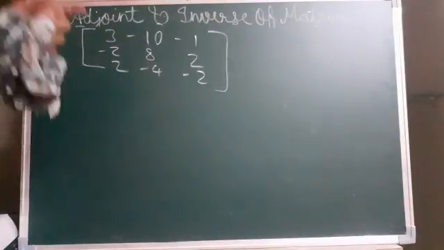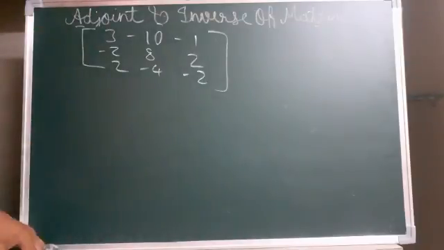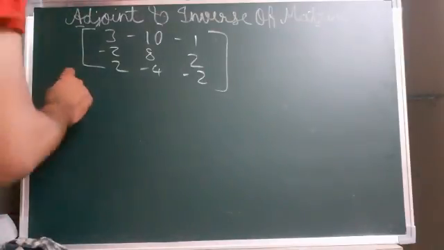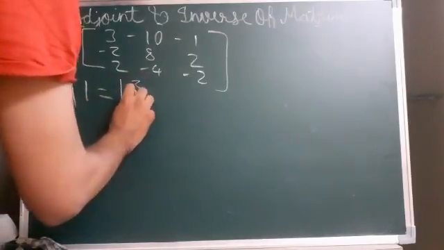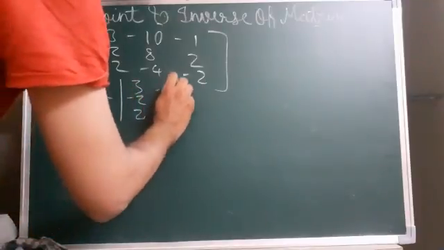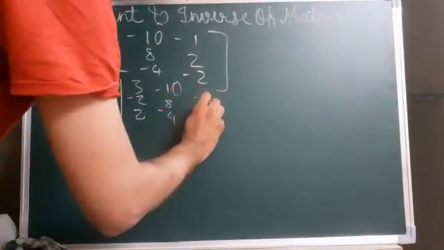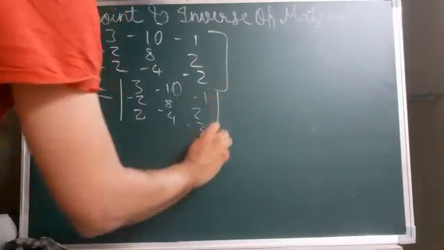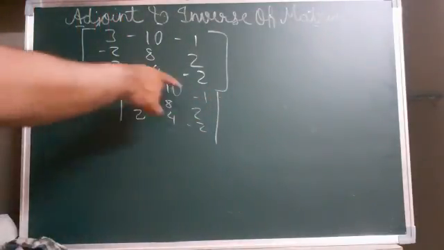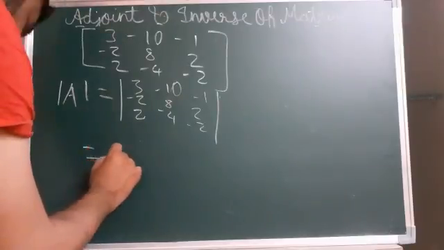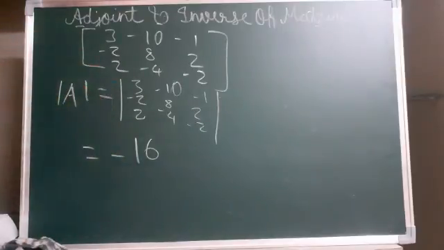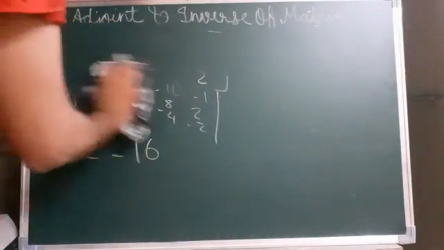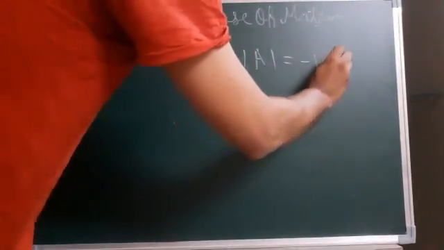For the inverse we know, firstly we will have to calculate the value of the determinant. So determinant A is equal to 3 minus 2 2, minus 10 8 minus 4, minus 1 2 minus 2. We will calculate the determinant by the first row. If we calculate, the answer is minus 16. So determinant A is equal to minus 16.